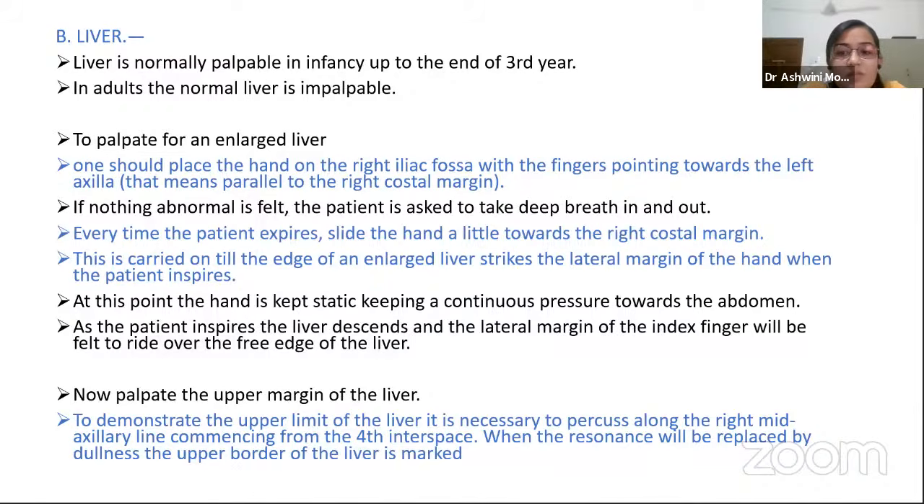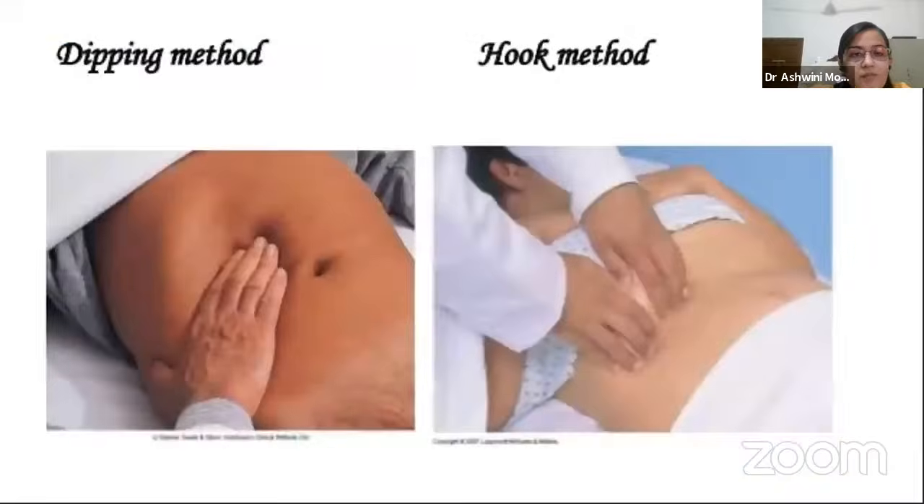When the resonance is replaced by dullness, the upper border of the liver will be marked. This way we will mark the liver span. This is the palpatory method of the liver.